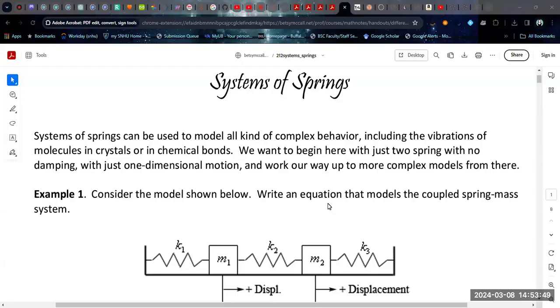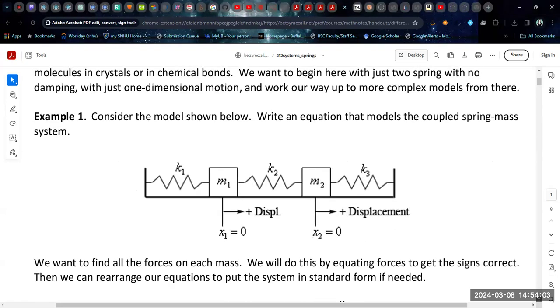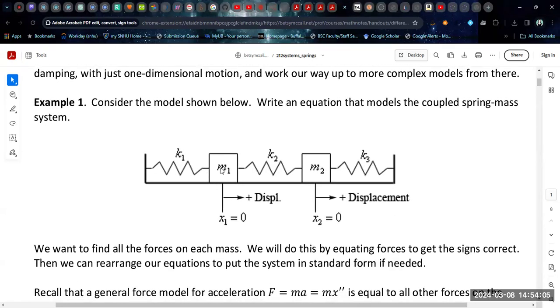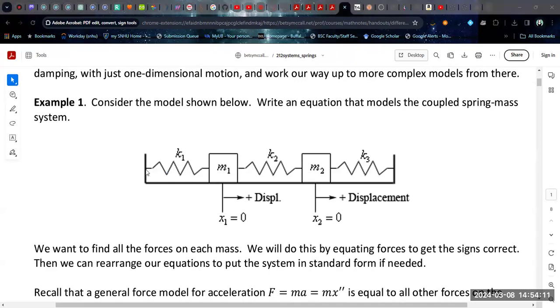Okay, so in this video, we're going to extend the discussion of springs and differential equations to now systems of springs and not just a single spring. So let's consider our first example. We have a mass here, mass 1, which is connected with a spring to a solid wall.